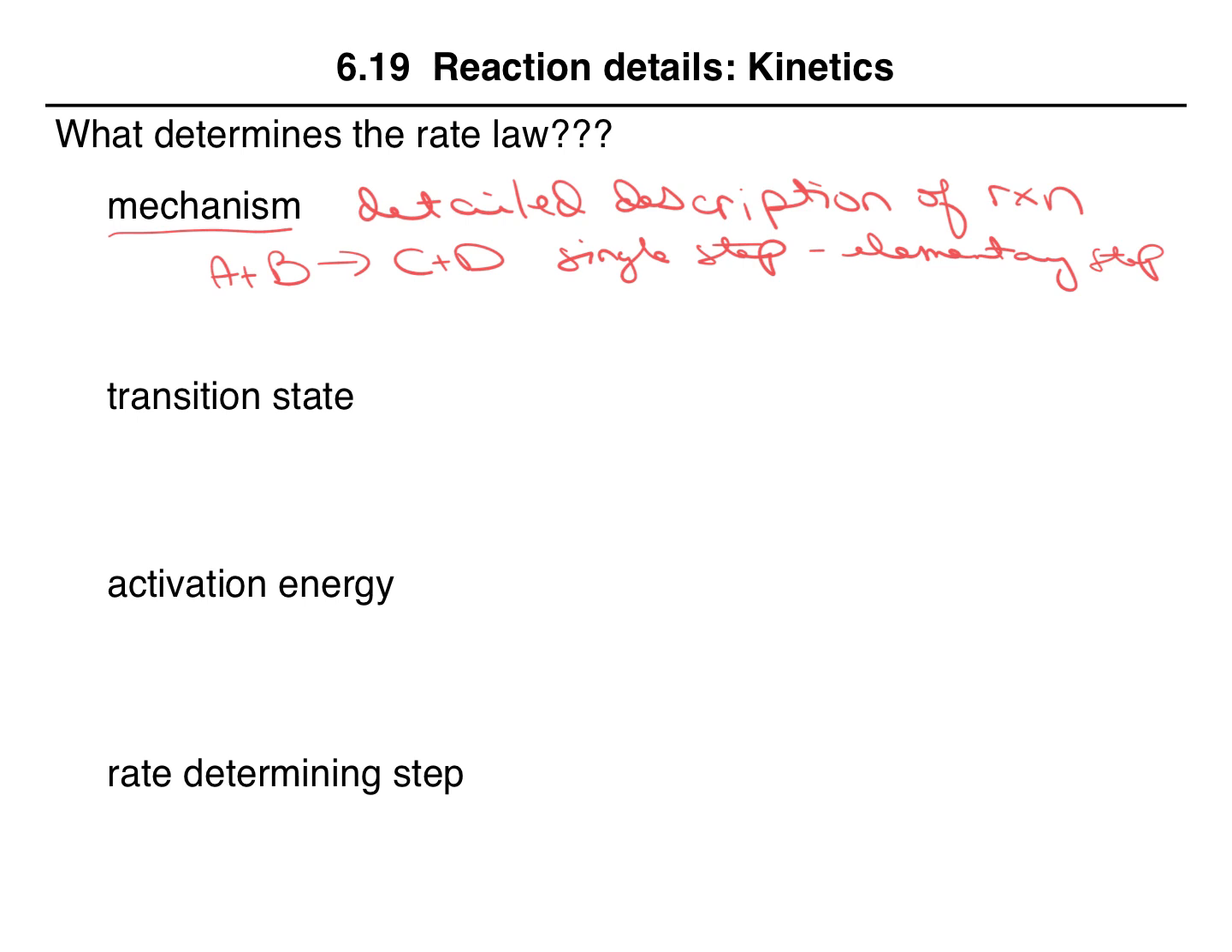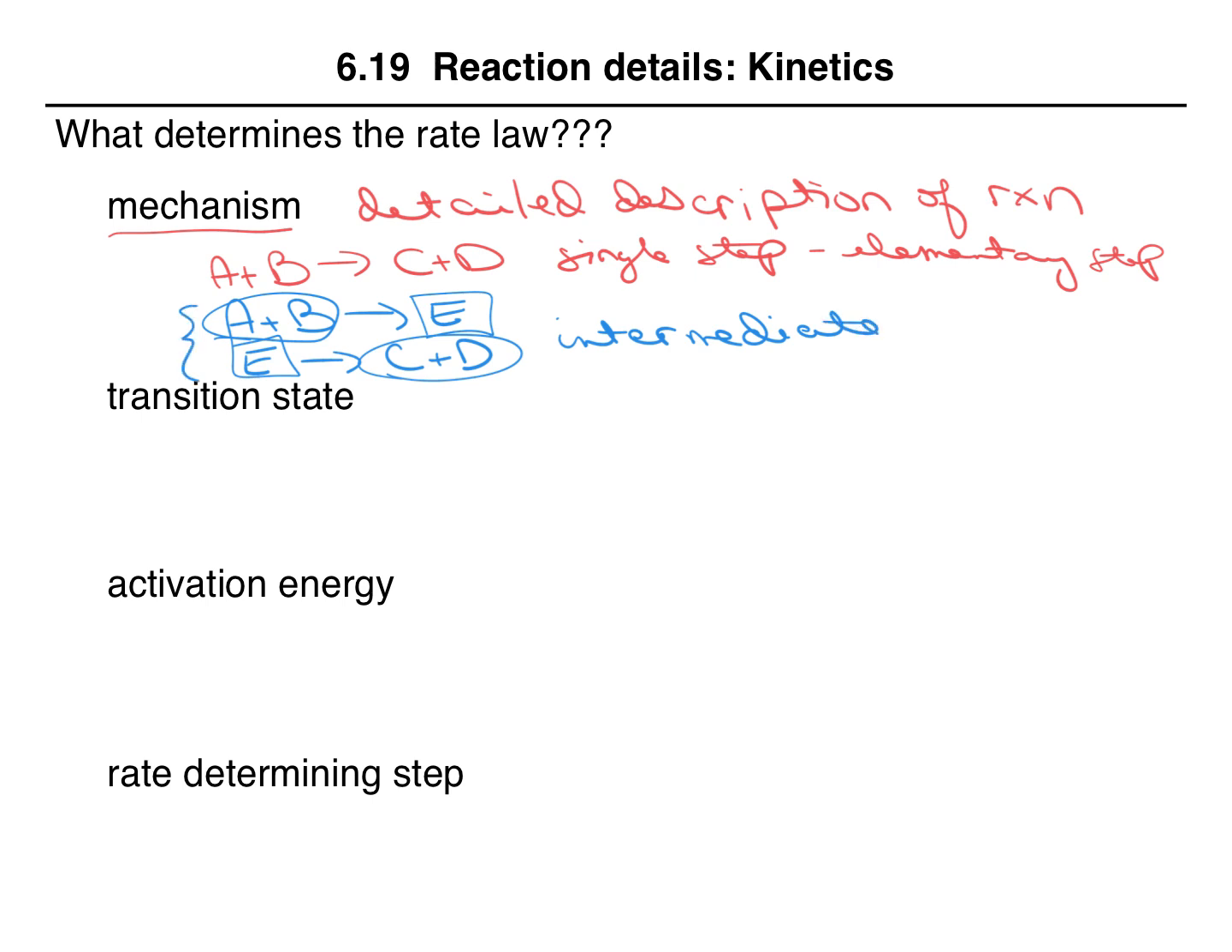Or it could happen that maybe A plus B react to form E, and then E further reacts to form C plus D. So the overall reaction is A plus B reacts to form C plus D, but we also have an intermediate, E. So in this case, we have two elementary steps that make up the overall reaction. Now, an elementary step is any reaction step that has a single transition state.